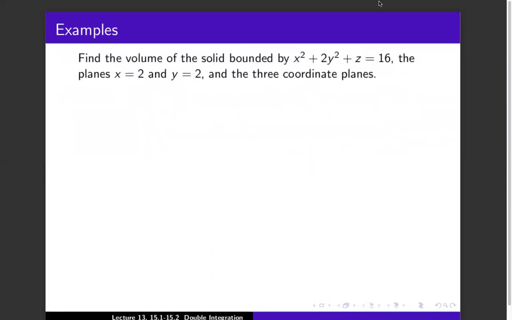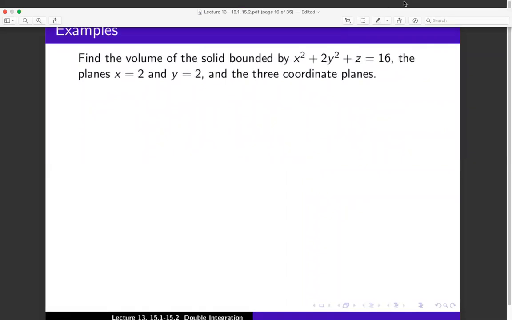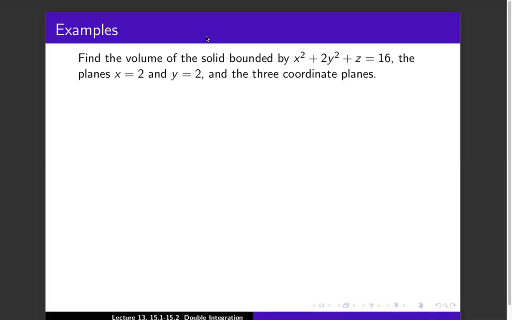Now, here's another problem. What if you want to find the volume of the solid that's bounded by this surface, x squared plus 2y squared plus z equals 16, the planes x equals 2 and y equals 2, and the 3 coordinate planes. So 3 coordinate planes means the xy plane, xz plane, and yz plane. So the 3 coordinate planes basically correspond to z equals 0, x equals 0, and y equals 0.